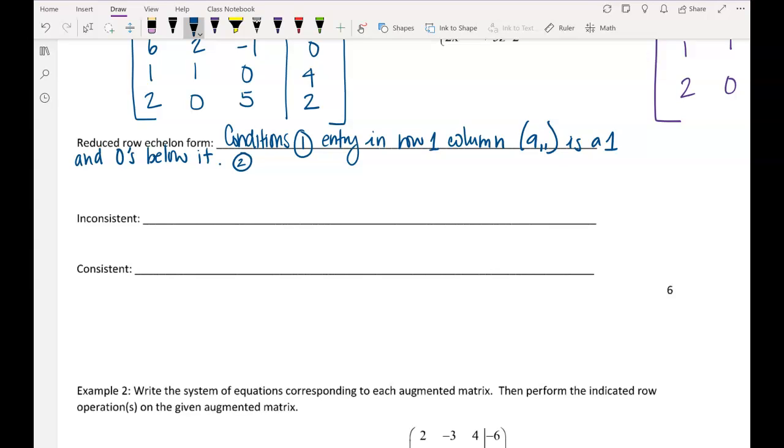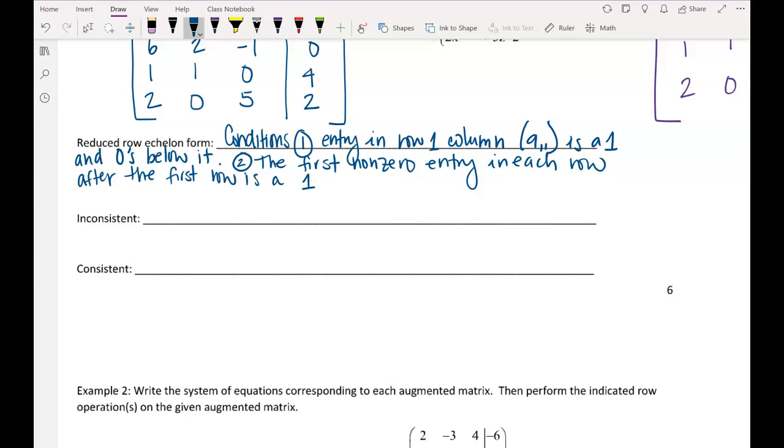Condition number 2. The first non-zero entry in each row after the first row is a 1 and only zeros below it.